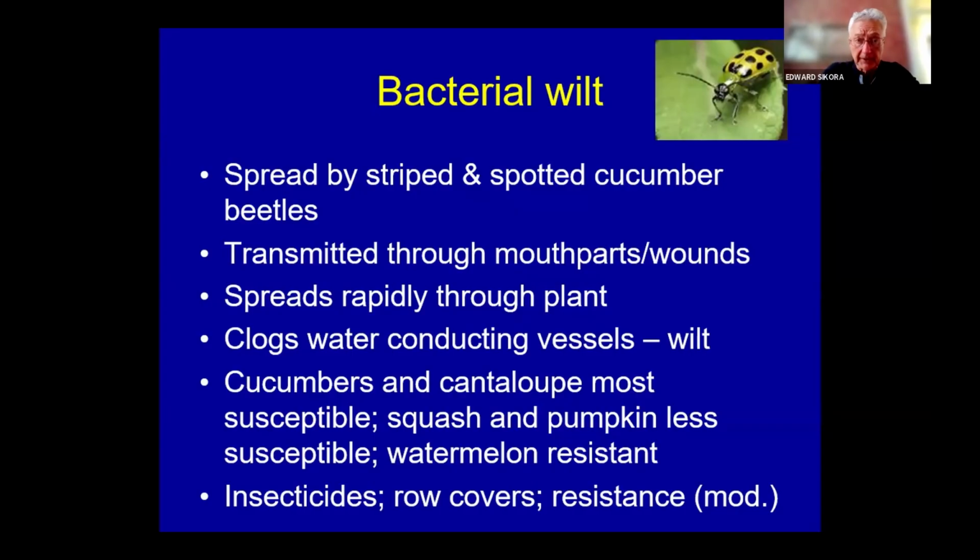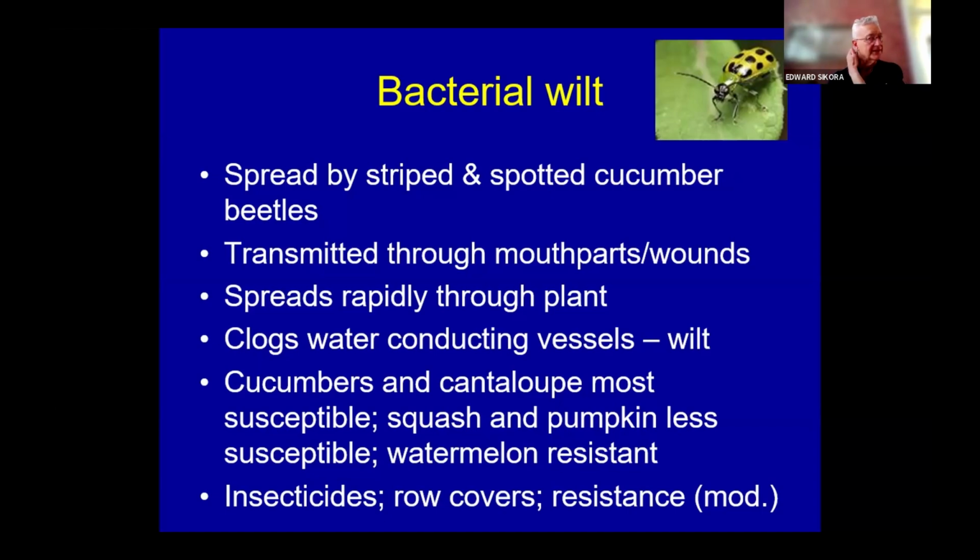Bacteria build up very rapidly, and they can spread through the plant quickly. They clog up the water conducting vessels, which we've seen with some of the other diseases I've talked about, leading to this rapid wilt of the vines and eventually the entire plant. Cucumbers and cantaloupe are the most susceptible. Squash and pumpkin, less susceptible, and watermelon is resistant.